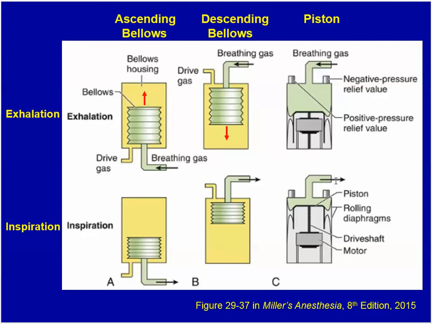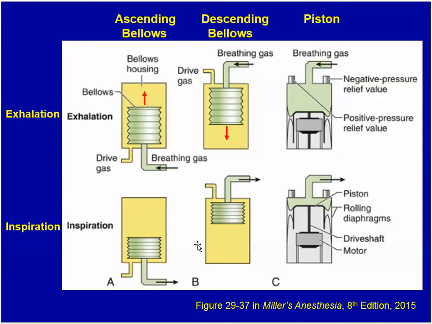This is an illustration of the three main types of ventilators, the so-called ascending bellows, descending bellows, and piston variety. The term ascending refers to what happens to the bellows during exhalation. With the ascending bellows during exhalation, the bellows goes up. With the descending bellows during exhalation, the bellows go down.